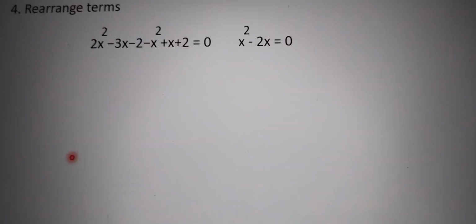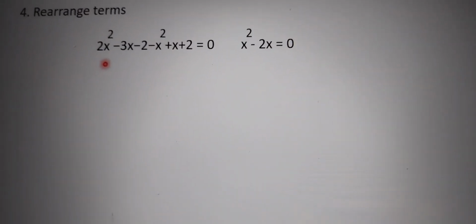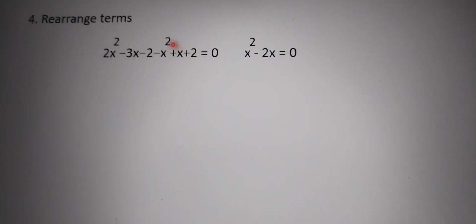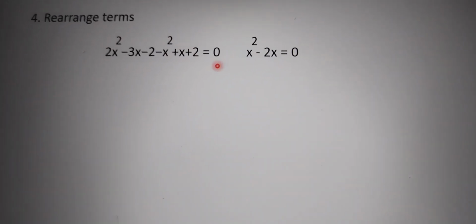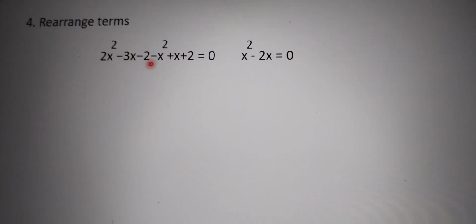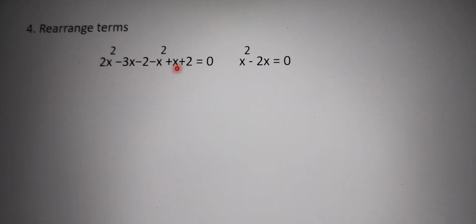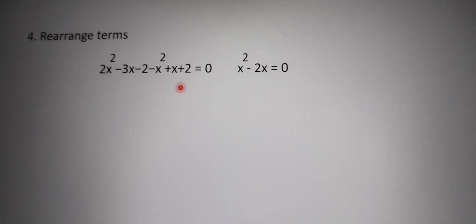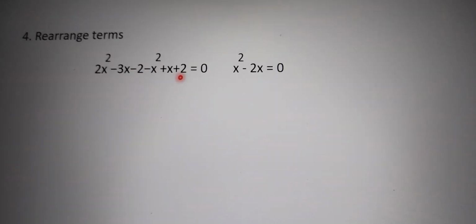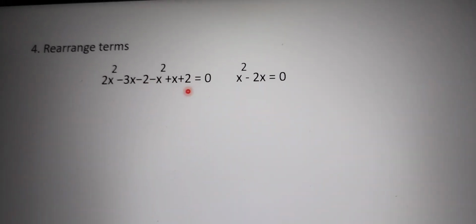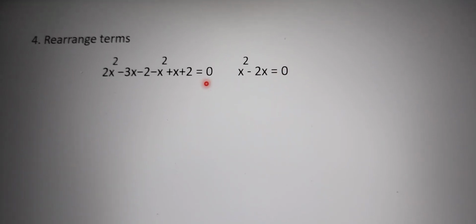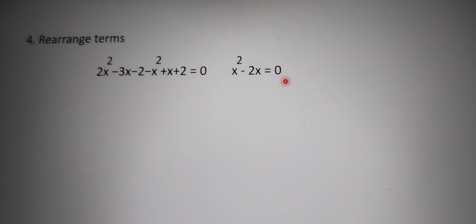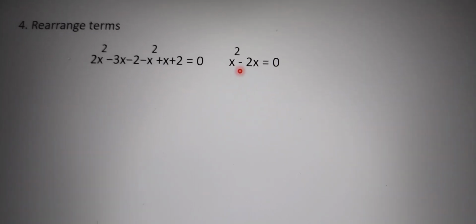Now we have to calculate it. 2x² and I have negative x² here, so when we subtract them, it will be x². Then we have negative 3x and positive x, so I will have negative 2x. There is a negative 2 here and a positive 2 here, so they will cancel out. There's nothing more left, equals 0. So now I've rearranged the terms and simplified them.